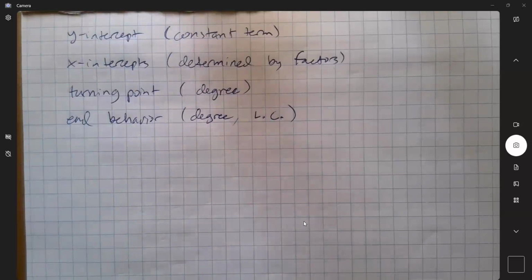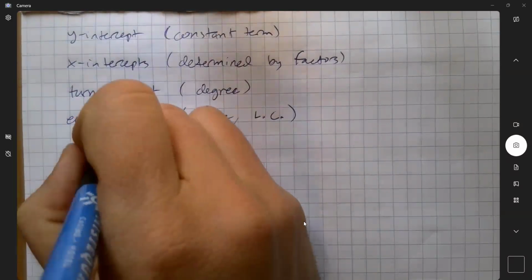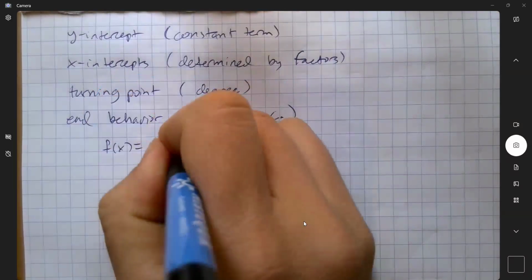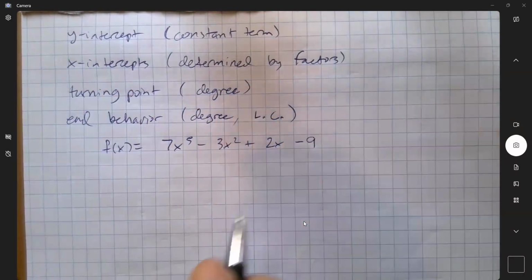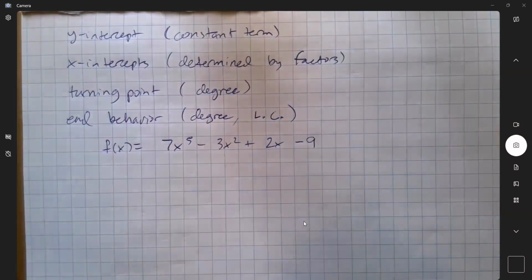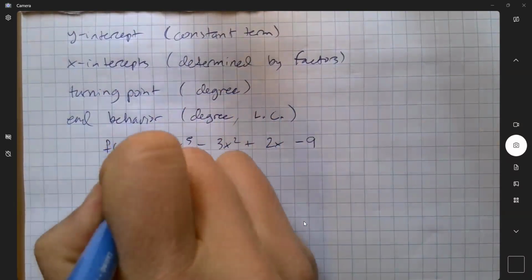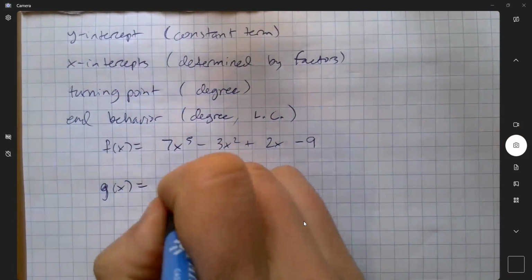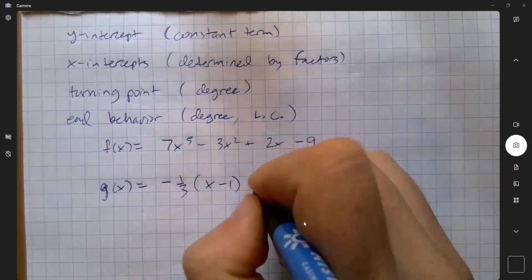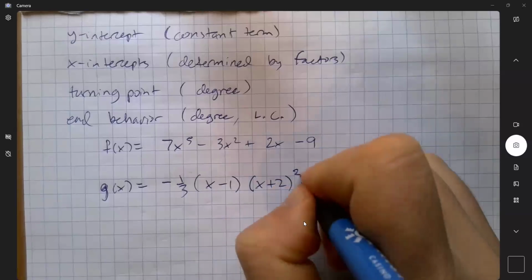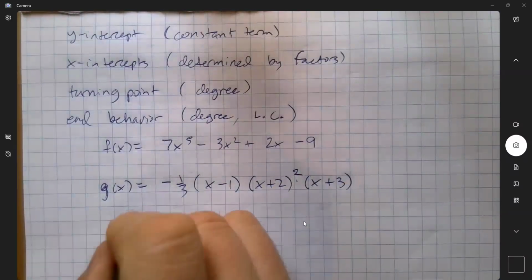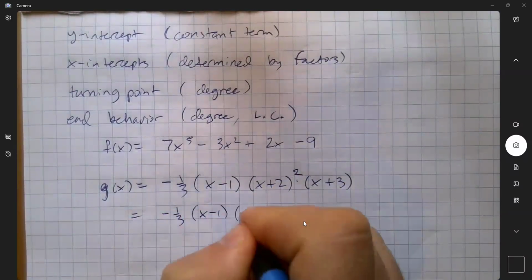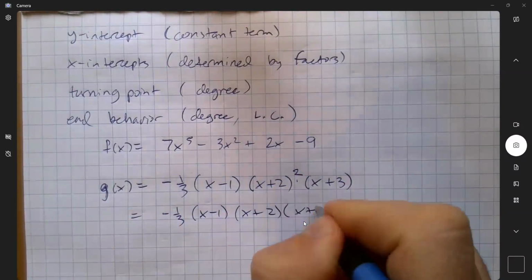Now, I showed you there are two different ways to write polynomials. There's the standard form, which looks like 7x to the fifth minus 3x squared plus 2x minus 9, where you just list your powers of x as you go down. And then there's the factored form. This is a different polynomial. Now let's do negative 1/3 times x minus 1 times x plus 2 squared times x plus 3. There's nothing wrong with writing the x plus 2 squared. It just means we have 2 of my x plus 2 terms.